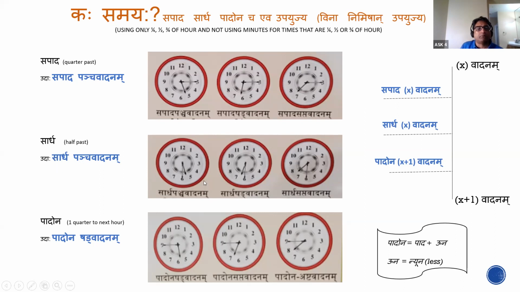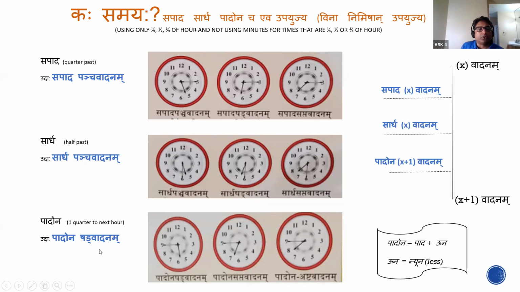So with ardha: Sartha Panchavadanam. Panchavadanam is with half of it. Sartha Shadvadanam. Sartha Saptavadanam. 3:30 is Sartha Trivadanam. 8:30 is Sartha Ashtavadanam. 9:30 is Sartha Navavadanam. So you can tell all of them. These two are easy.